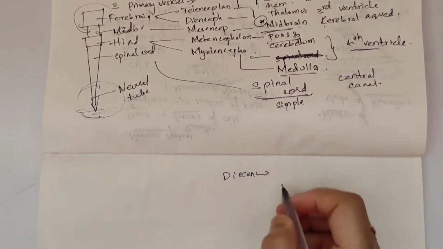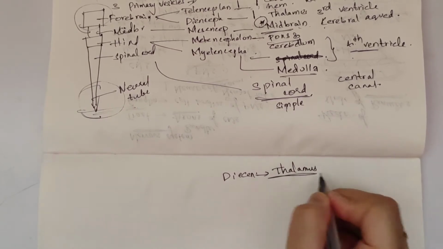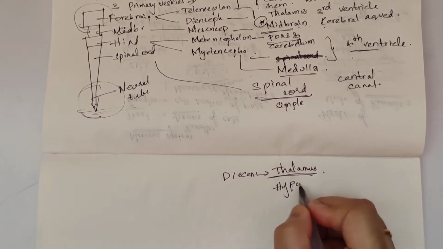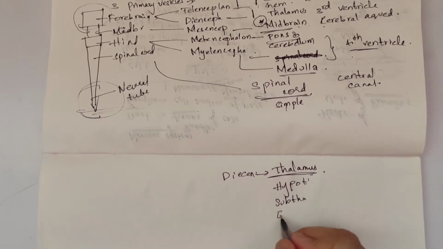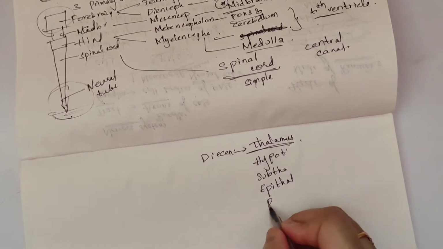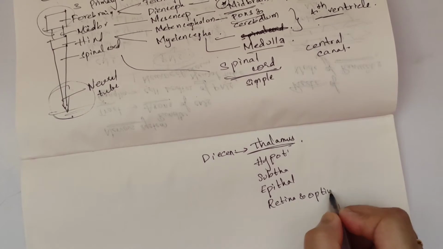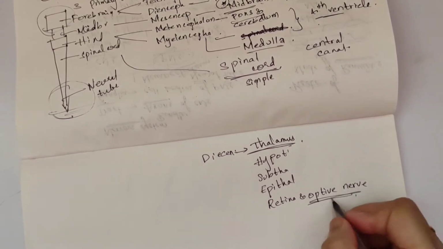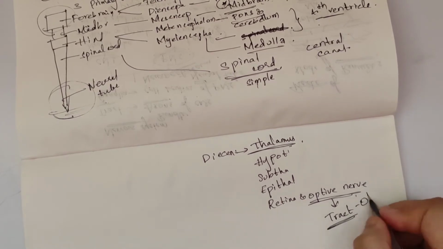The diencephalon is very important here because it consists of 4 parts with names ending in thalamus: thalamus, hypothalamus, subthalamus, and epithalamus, and also the retina and optic nerve. There is a speciality for the optic nerve: it is not a nerve, it is a tract, because it is completely myelinated by oligodendrocytes.